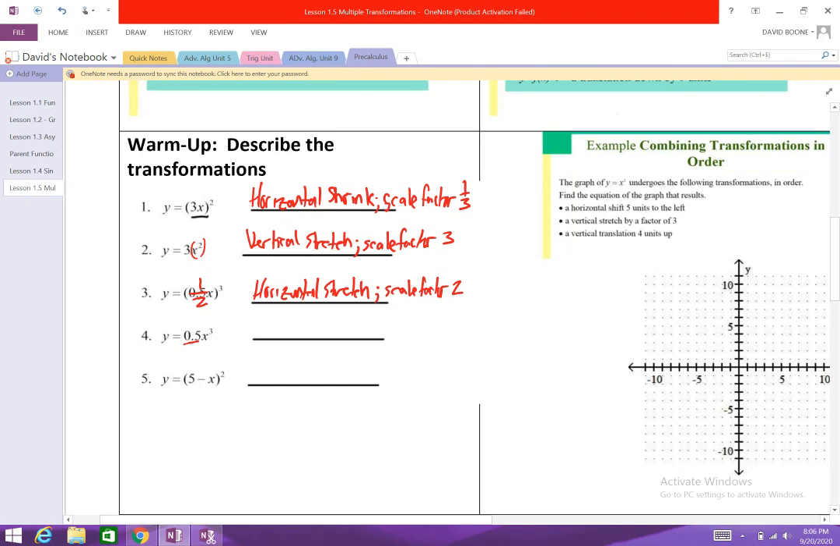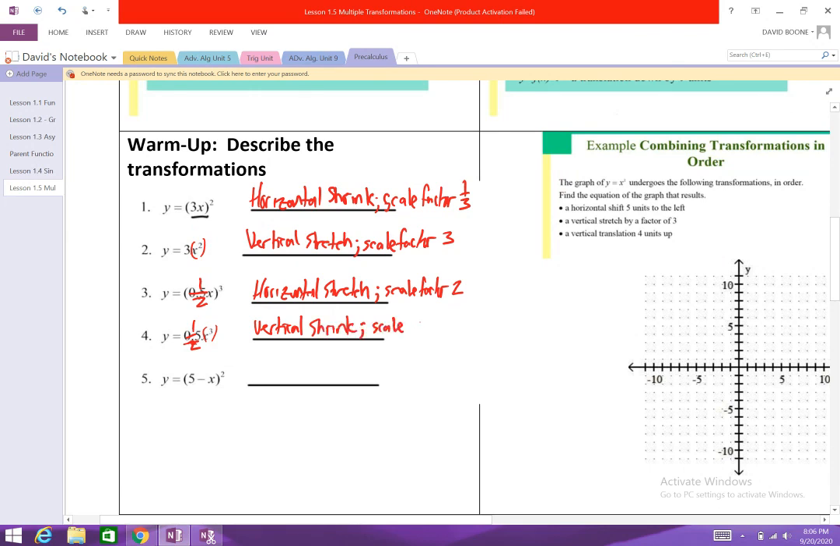This one is outside the parentheses. Again, if there was a little parenthesis, you could think of it there. So this is going to affect it vertically. And when it's outside the parentheses, it does it as is. So you can think of 0.5 as 1/2. So this is actually a vertical shrink.